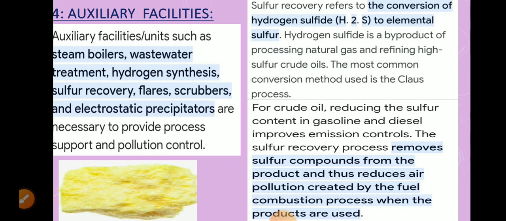For crude oil, reducing the sulfur content in gasoline and diesel improves emission controls. The sulfur recovery process removes sulfur compounds from the product and thus reduces air pollution created by the fuel combustion process when the products are used. So this concept I have already told you in the previous slide.